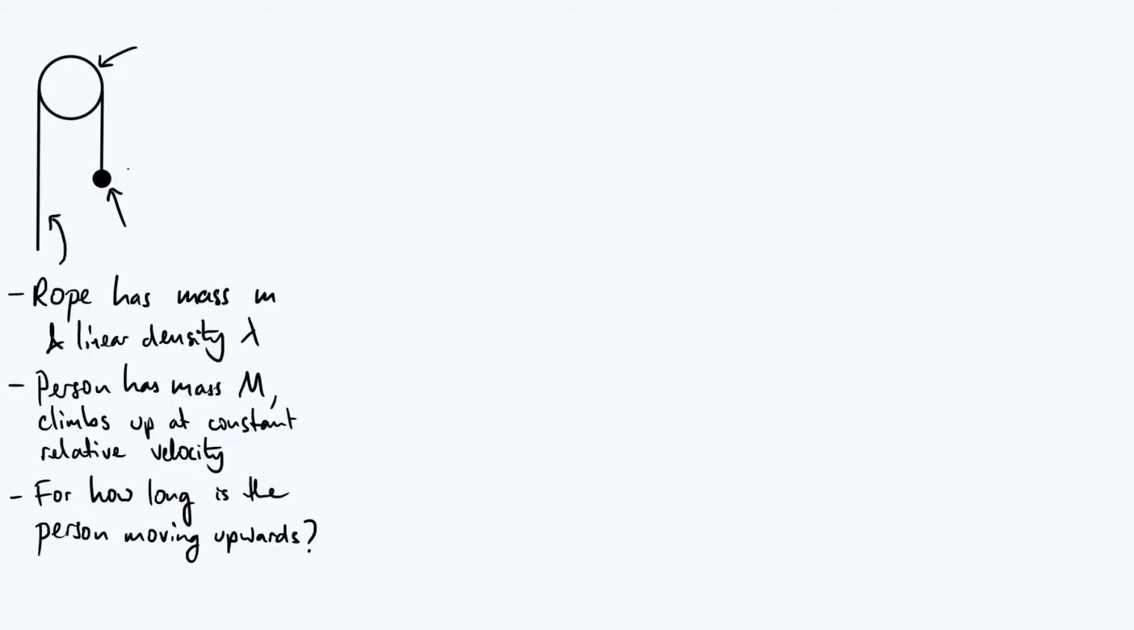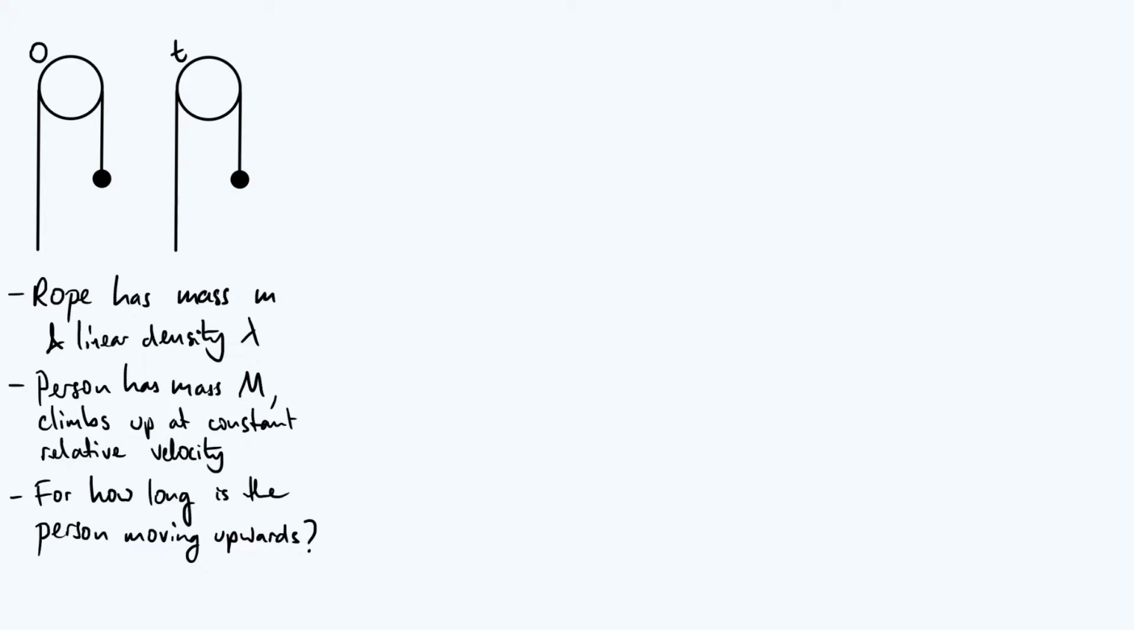So then suddenly the person is going to start climbing up the rope at a constant velocity relative to the rope itself. And the question is, for how long is the person actually moving upwards? Because as soon as this person starts climbing upwards, they're going to be pulling the rope downwards. And so although the relative velocity is always pointing in the upwards direction, eventually the rope is going to be moving down at a sufficiently fast rate that the person themselves will also be moving down as well. So the question is, for how long are they actually moving upwards?